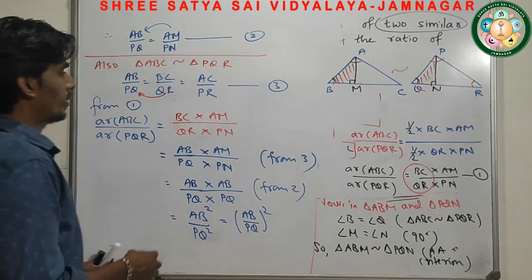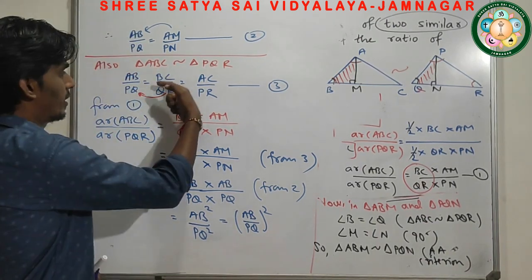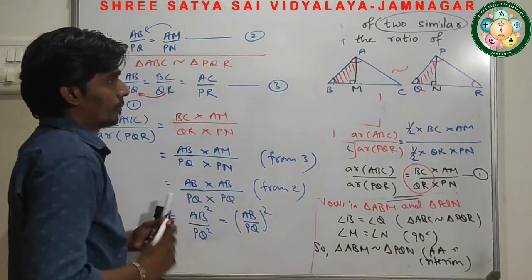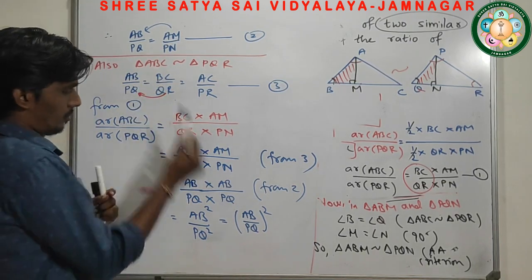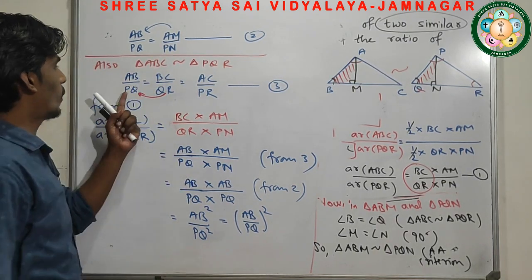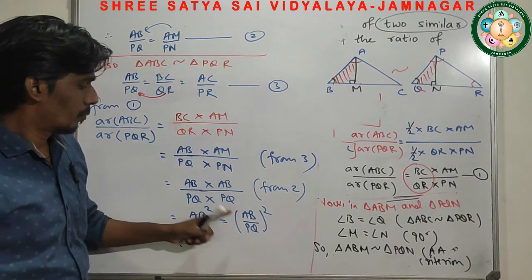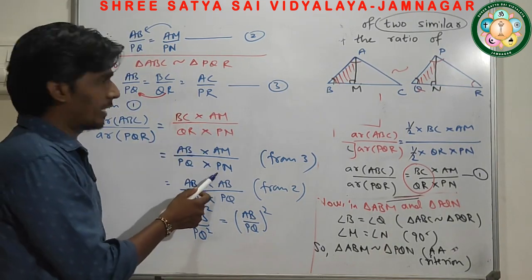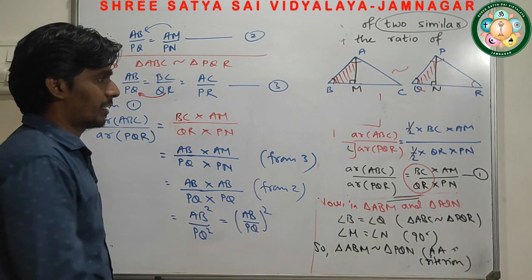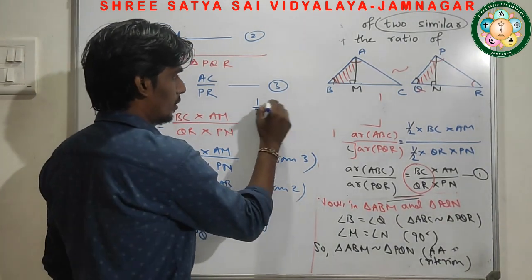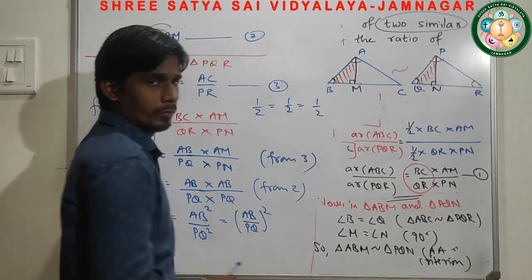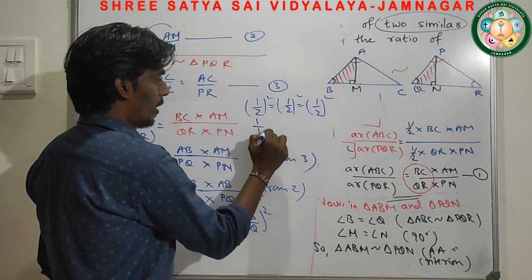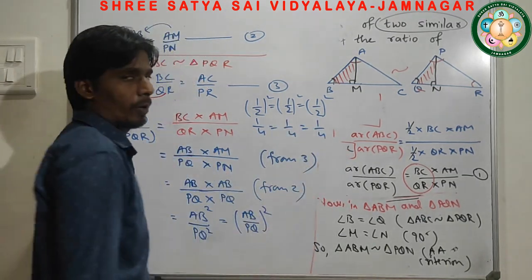Now, we already know that AB upon PQ is equal to BC upon QR is equal to AC upon PR. If I do the square of this ratio, if I do the square of all these three ratios, they will remain the same. So if I square them, the ratio will remain the same. Just for example, if I write 1 by 2, 1 by 2, 1 by 2, and if I square, then they will remain the same only. 1 upon 4, 1 upon 4, 1 upon 4.